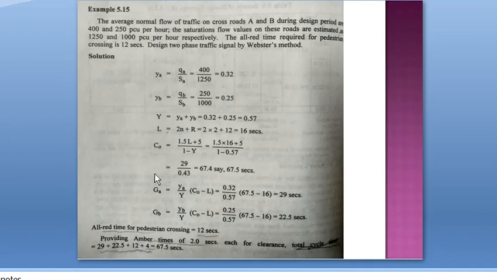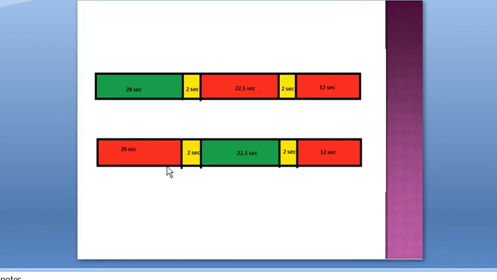In this problem we have obtained the green time for road A as 29 seconds. First we are drawing the phase diagram for road A, and the optimum cycle length is 67.5. So firstly draw one rectangle and mark this length as 67.5. This is the optimum cycle length, 67.5. Here I didn't mark it, but you should mark the total length as 67.5 in the exam.